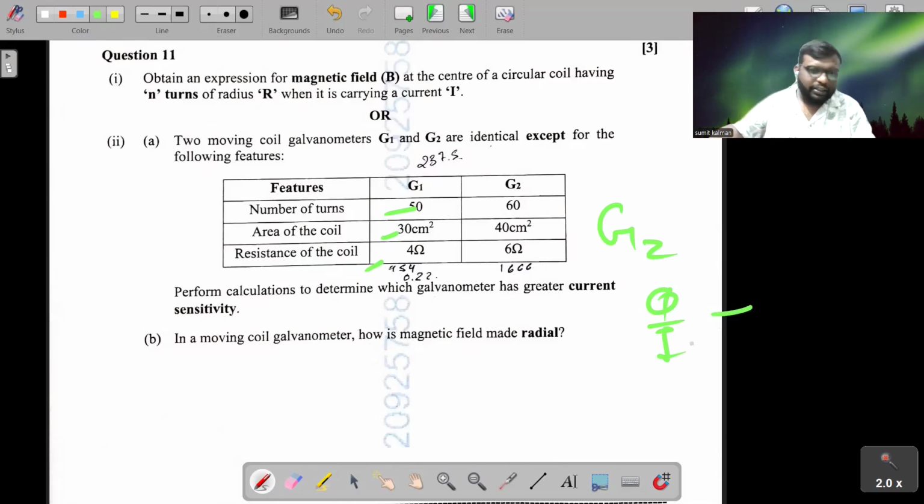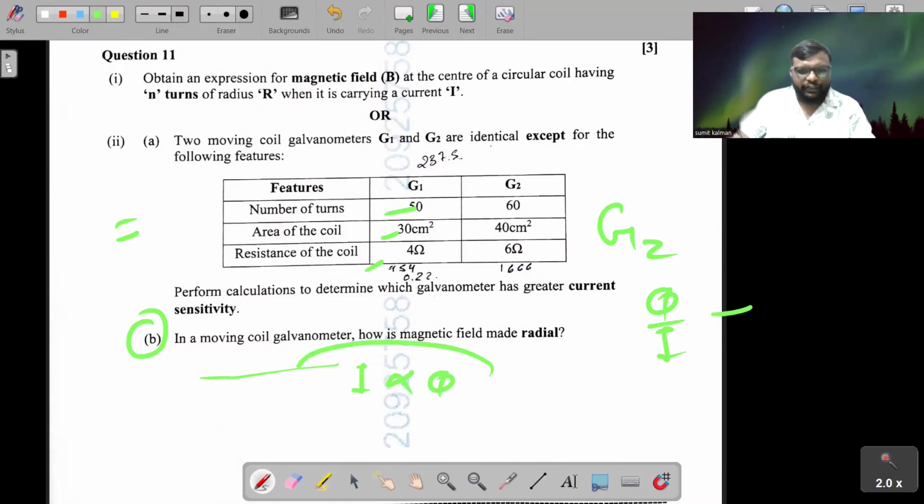Now students, this was the solution of this problem. Now in the second part, the B part, they are asking, in a moving coil galvanometer, how is the magnetic field made radial? So students, this is a very small derivation, and in this derivation you have to just show that current is directly proportional to deflection. It is straightforward and given in the book, and if you have any problem, then you can contact me. Now we'll proceed to the next problem.